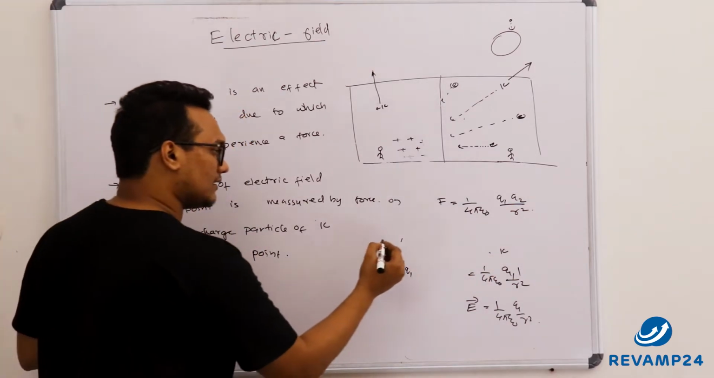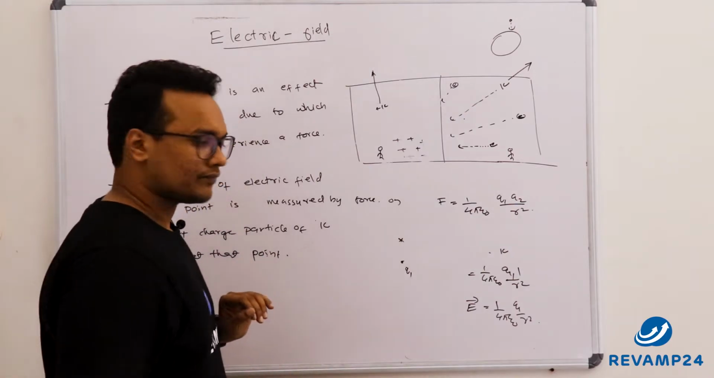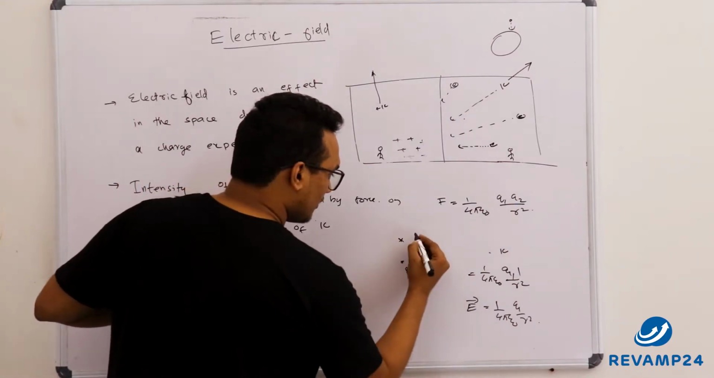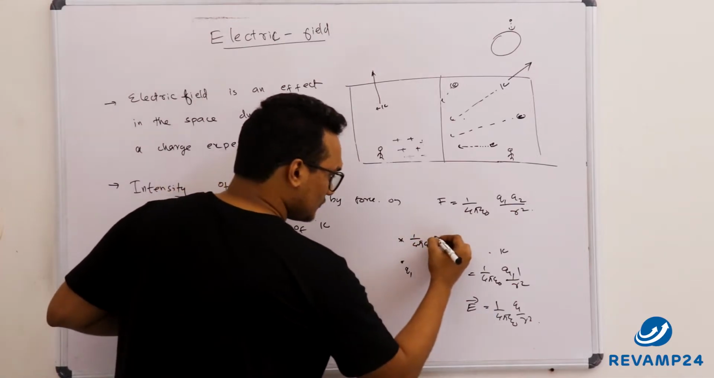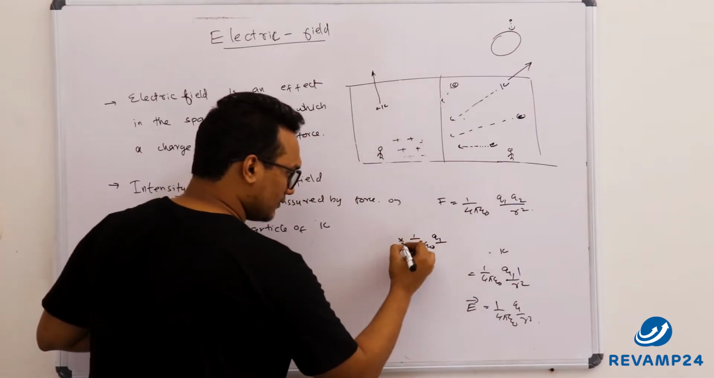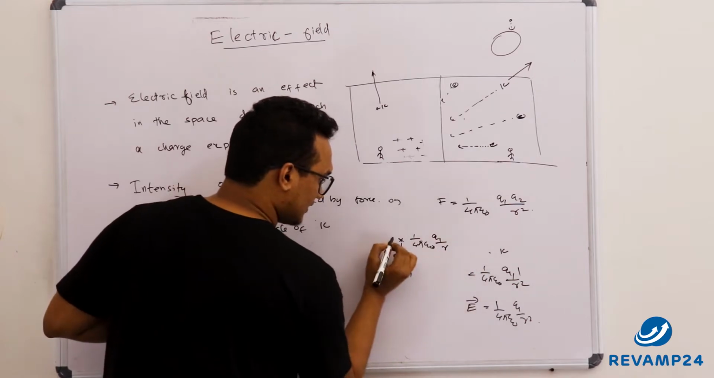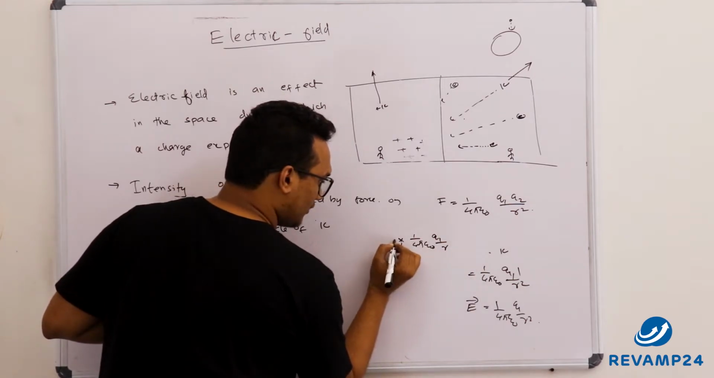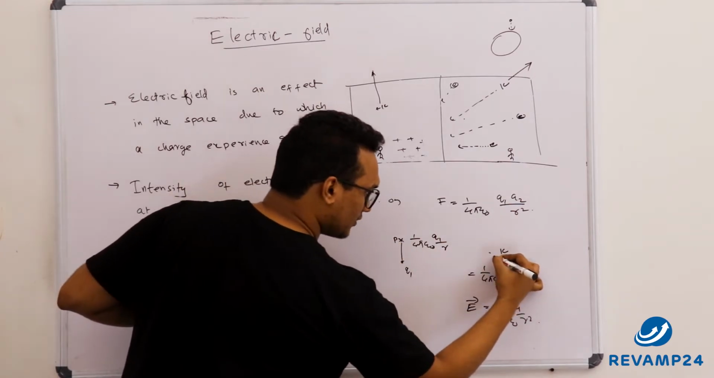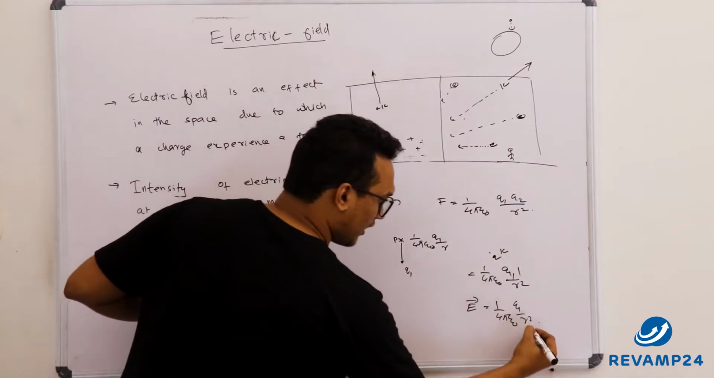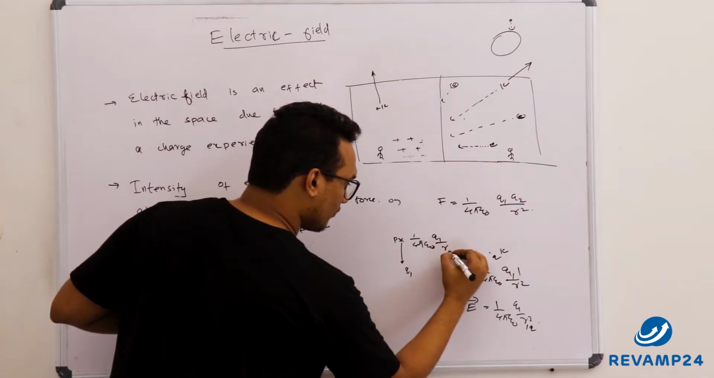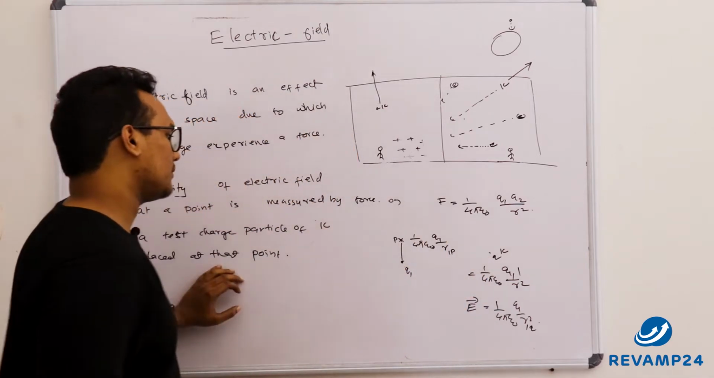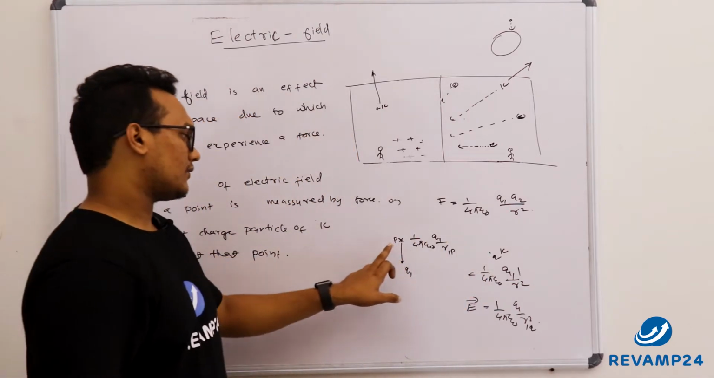Now how to get the electric field at this point? As per this equation, 1 by 4 pi epsilon 0 Q1 divided by this distance. So let's say this is P, point P, and this is point Q. So this is R1Q in between 1 and Q, and this is R1P in between 1 and P. So this will be the electric field at this point.